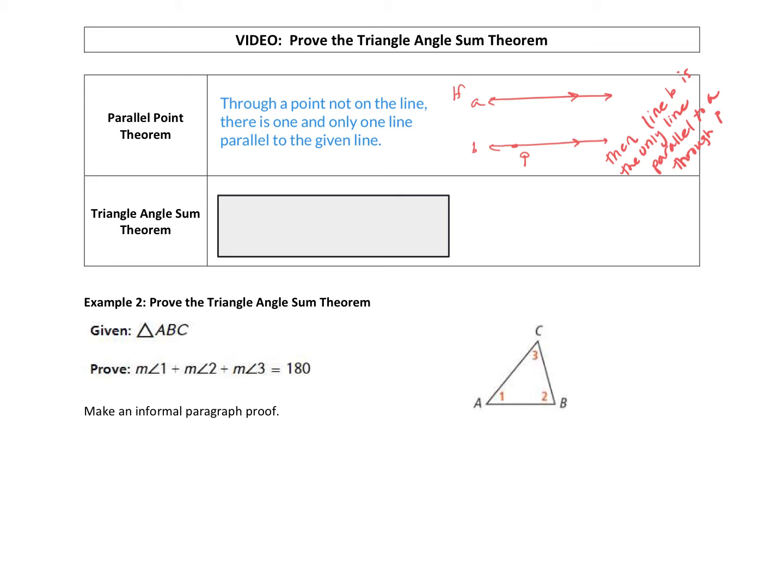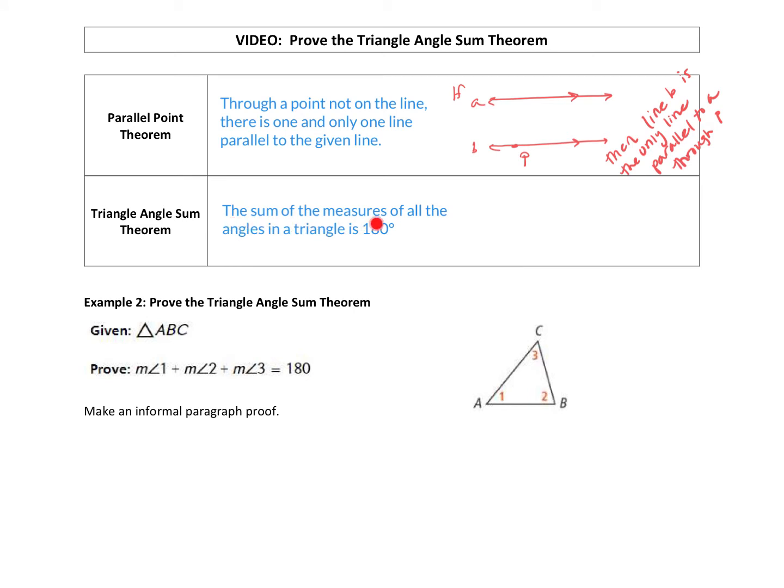All right, next we have the triangle angle sum theorem. The sum of the measures of all the angles in a triangle is 180 degrees. So a visual of that would be if you have triangle ABC. Basically, the measure of angle A plus the measure of angle B plus the measure of angle C will equal 180 degrees.